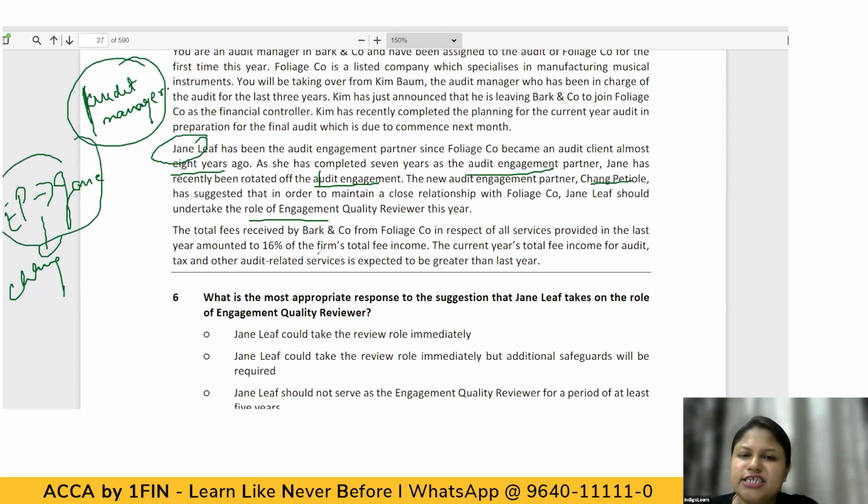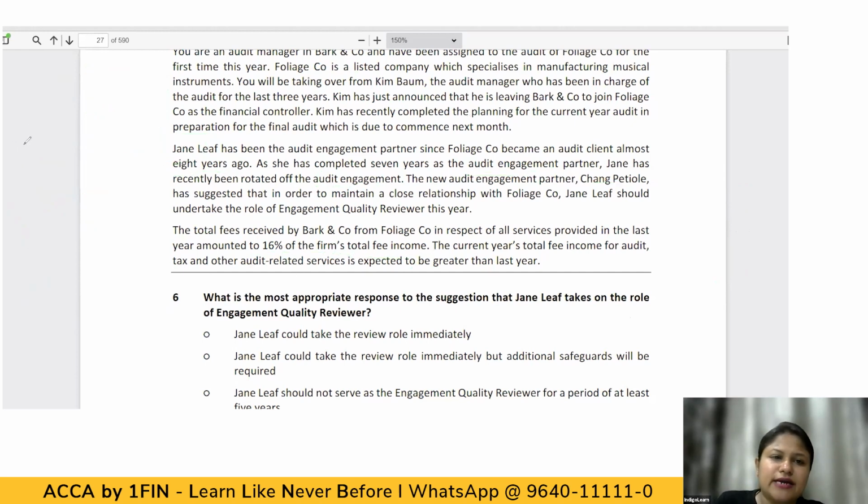The total fee received by Bark & Company from Foliage in respect of all the services provided in the last year amounted to 16% of the firm's total fee. So out of a total of 100 rupees, 16 come from where? Foliage. The current year's total fee income for audit, tax and other audit related services is expected to be greater than last year. So it is going to be more than 16%. So here the audit manager is changing, the engagement partner is changing, and some matters about fees are also given.